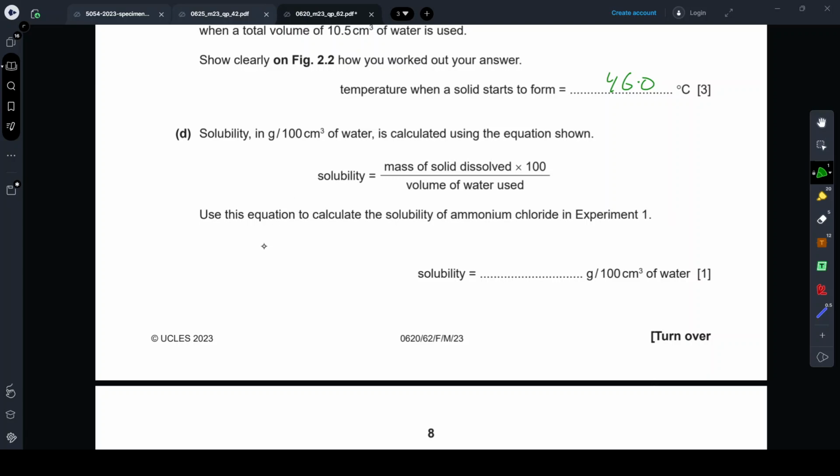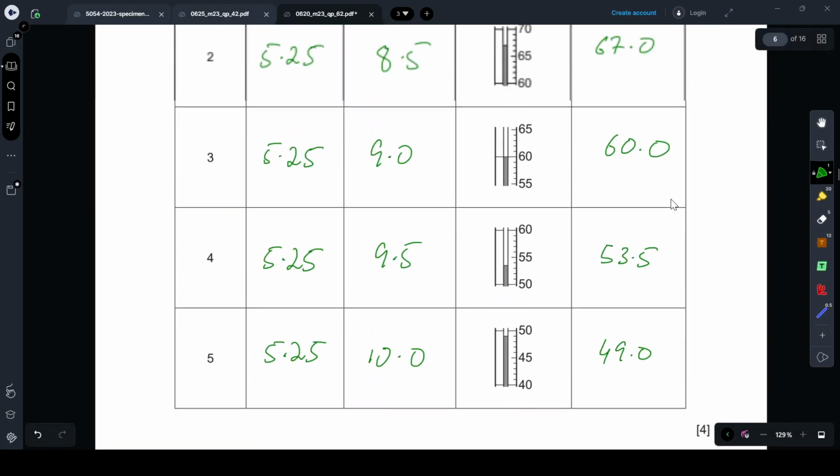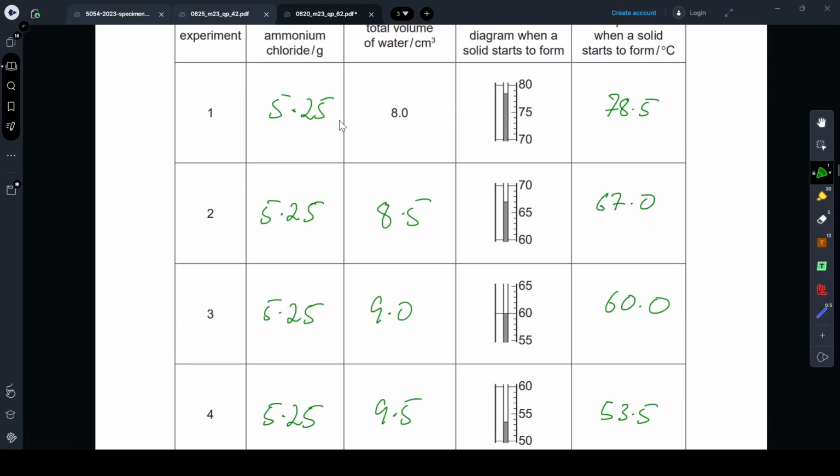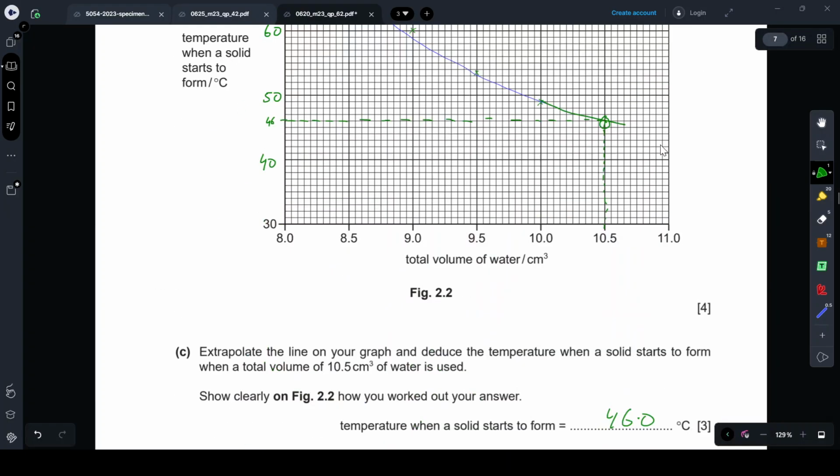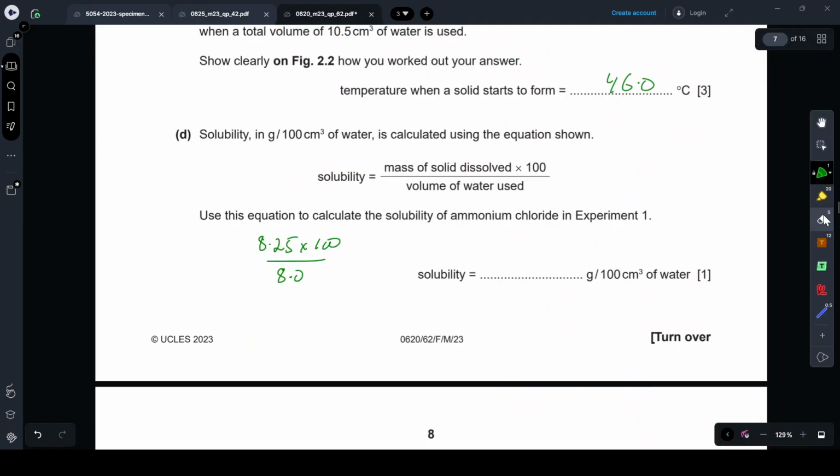So mass of solid used was 8.25 grams multiplied by 100 over volume of water used, which was 8.0 centimeter cube. Are those the correct values? 5.25, 8. So what did I write? I wrote 8.25, right? So that's 5.25.